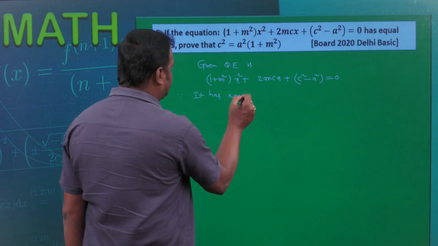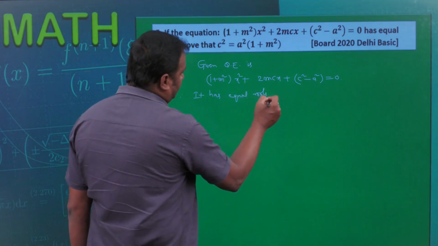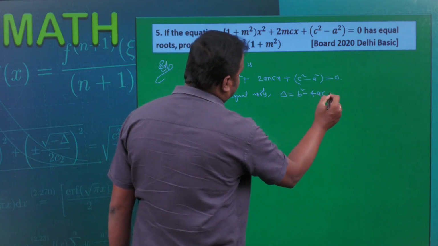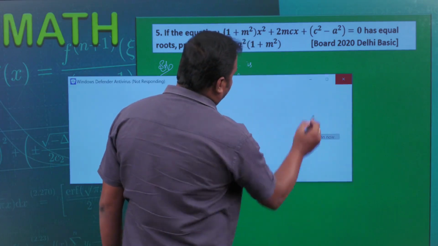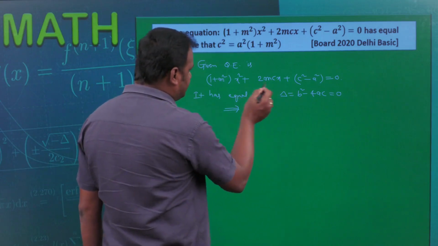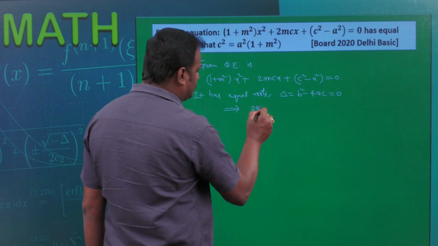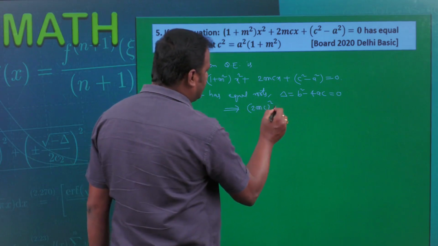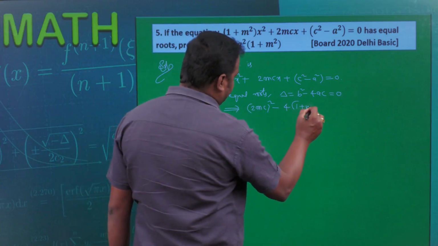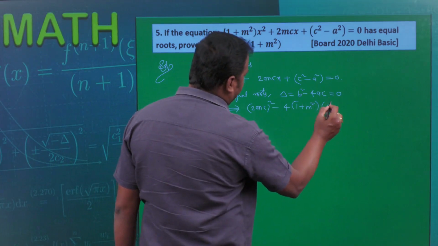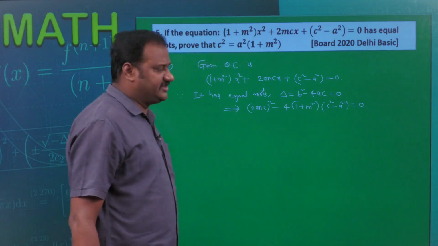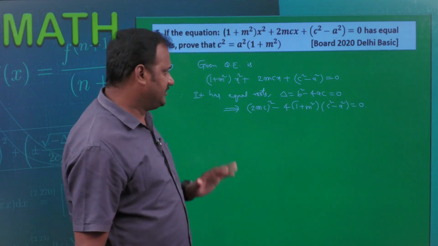So since it has equal roots, delta, that is b square minus 4ac, is going to be 0. Okay, so since b square minus 4ac is equal to 0, then what is b here? Coefficient of x, that is (2mc) whole square minus 4ac. Here a is going to be 1 plus m square, and c is going to be c square minus a square, is equal to 0. Got it? We just applied b square minus 4ac is equal to 0 and then simplified.